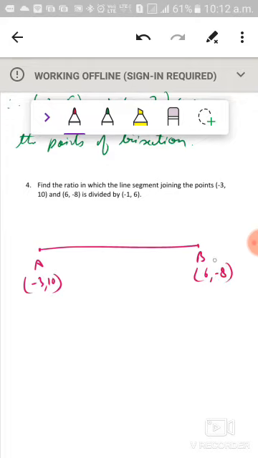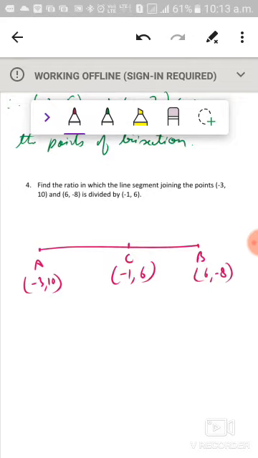Okay, so there is a point which divides this line segment in some ratio. We need to find that ratio. So let us say that point is C and it is here somewhere internally, right? The coordinates of this point are given, (minus 1, 6). We need to find the ratio.